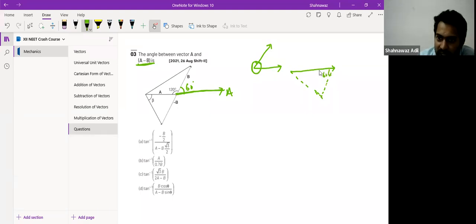This was 60. So this was the angle. Let's say this is beta, so we'll write beta. So what was the angle here when you recall the subtraction of two vectors?